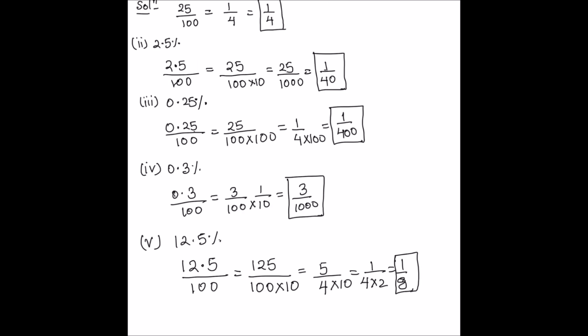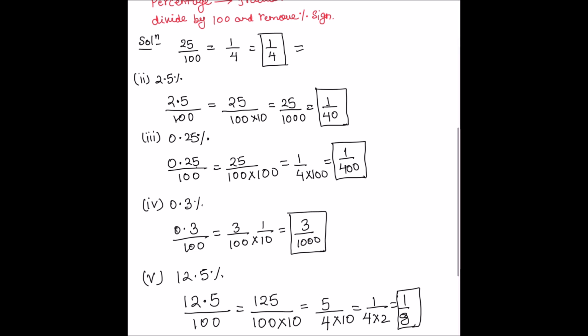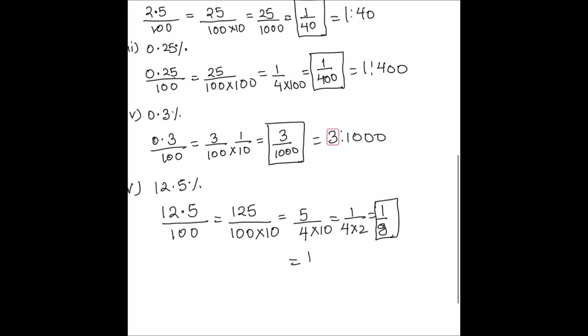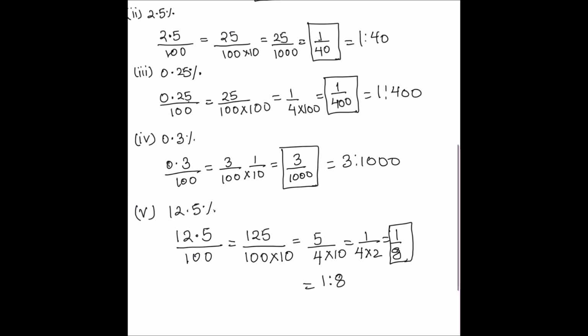Now we can write all these fractions into ratios. 1 upon 4 will be equal to 1:4. 1 upon 40 will be equal to 1:40. 1 upon 400 will be 1:400. 3 upon 1000 will be 3:1000. And 1 upon 8 will be 1:8. This is how we can convert percentage into fractions.